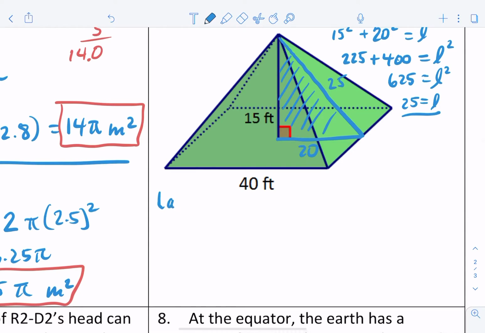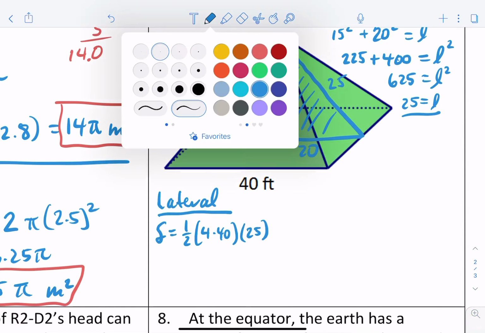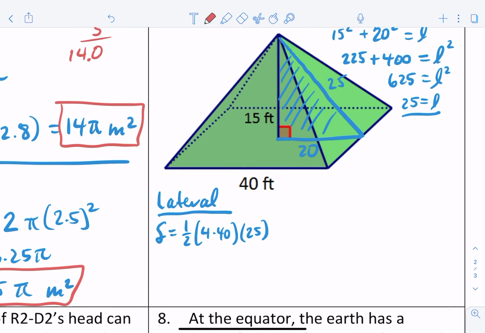So let's find lateral first. That makes sense, right? Okay, so my lateral surface area is supposed to be 1/2 of the perimeter of the base. And the perimeter of our base, one side is 40. It's going to be 4 times 40, right? Because it is a square. And then we'll multiply that times our slant height, which we said was 25. And now let's just go ahead and clean this thing up. Since it's all multiplication, it really doesn't matter the order of these things, so I'm going to take half of 40 and get 20 here.